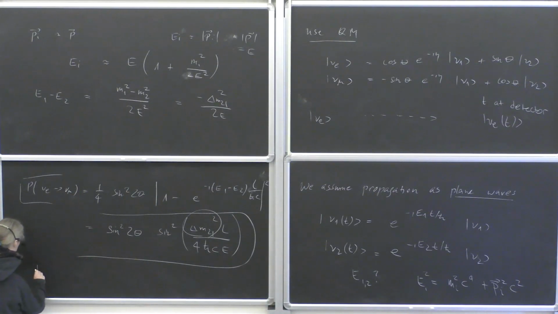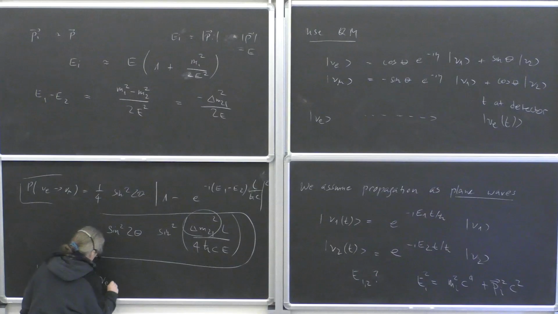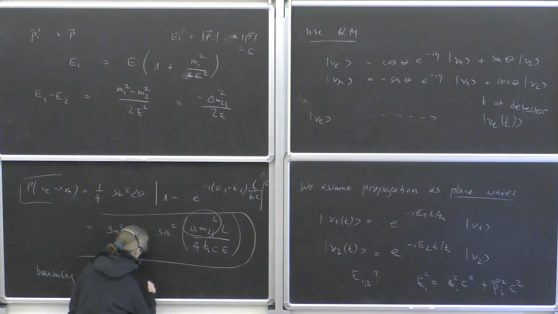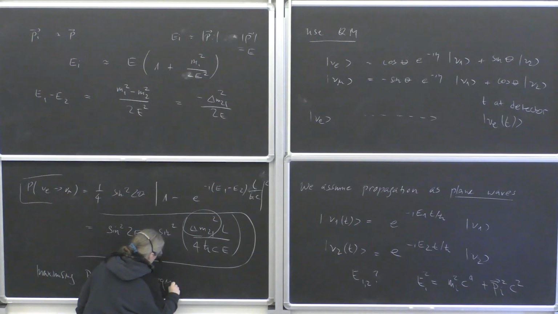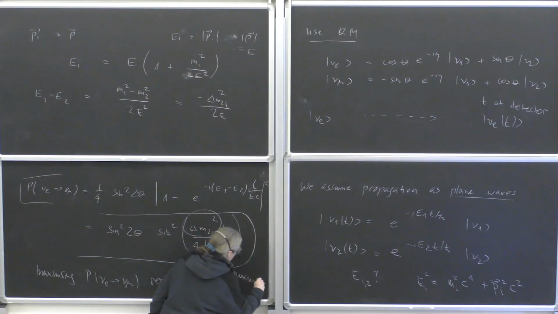So maximizing P_e requires theta being pi over 4. This is also called maximal mixing.